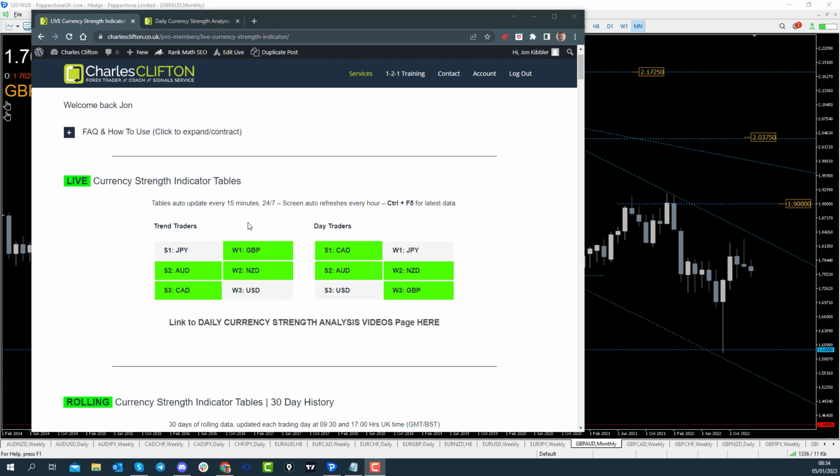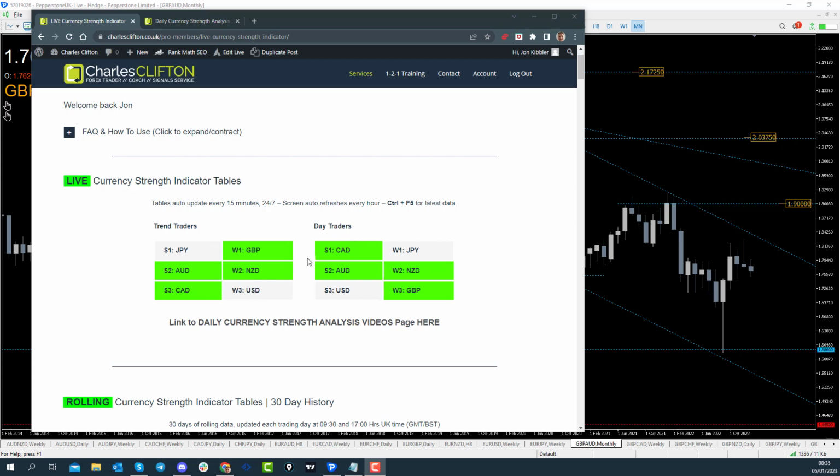Here you can see we have the live currency strength indicator tables in front of us. We have two types of tables: the trend traders table and the day traders table. These are showing the same studies but just highlighting different time frames. So our trend traders is our higher time frame and our day traders is the lower time frame.